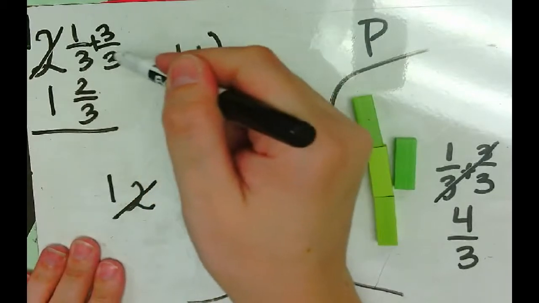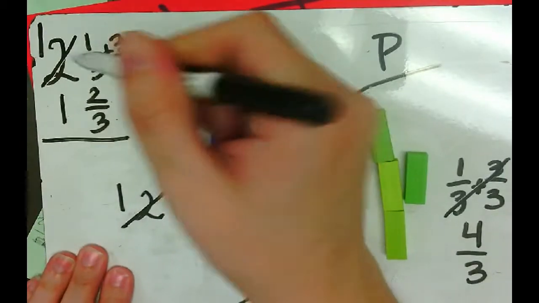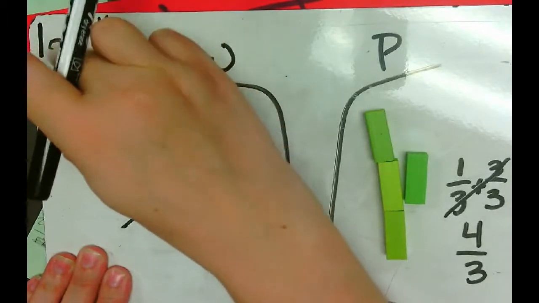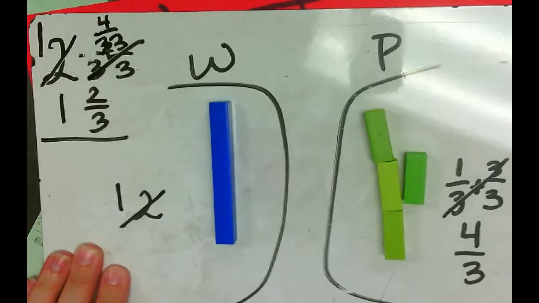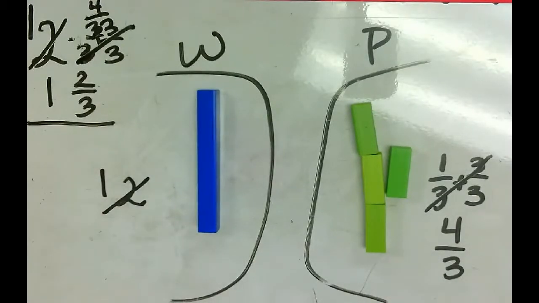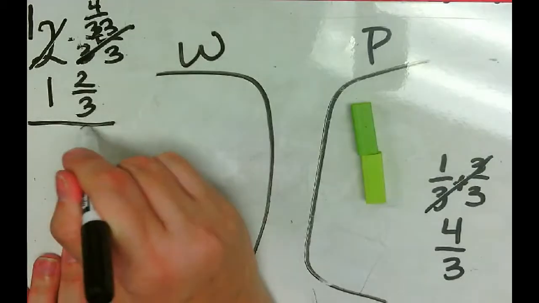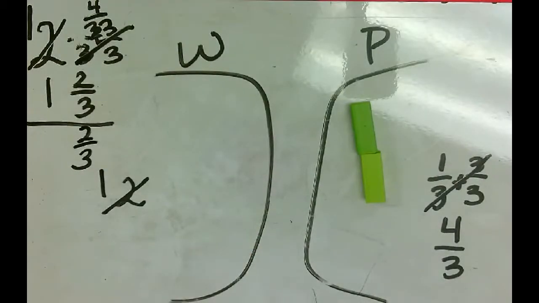Now right here I have 4/3. So I'm just going to write 4/3 right here. Now can I subtract 2/3? Yes, so I'm going to take away 2/3. Can I subtract 1 whole? Yes. How much am I left with? 0 wholes and 2/3. So what is 2 1/3 minus 1 2/3? 2/3, right?